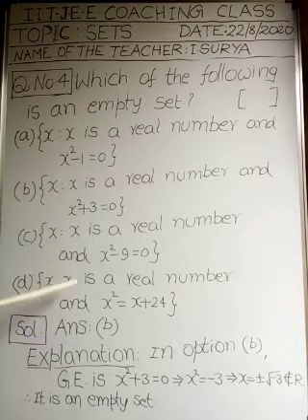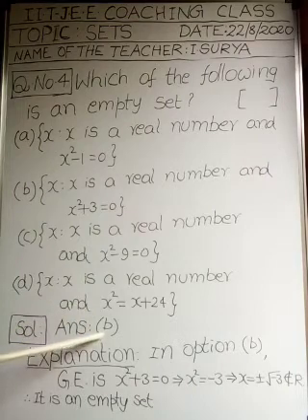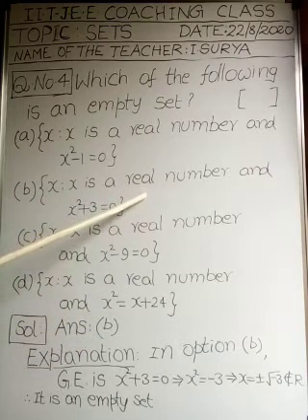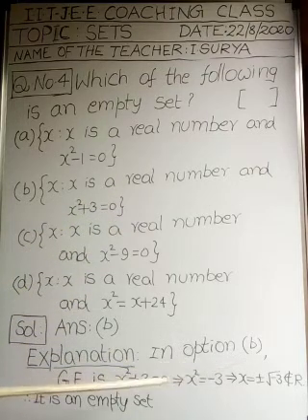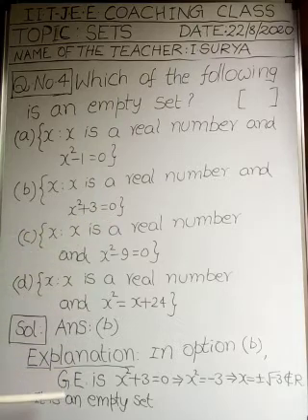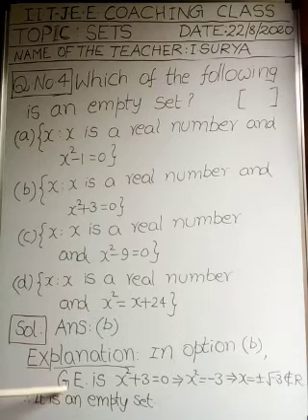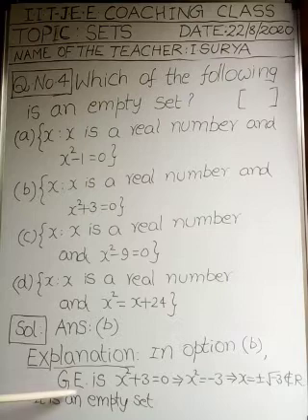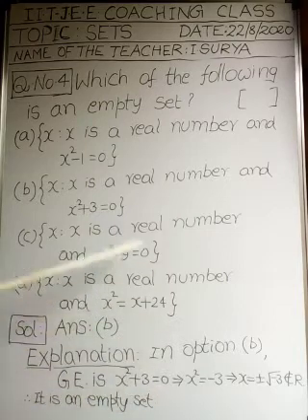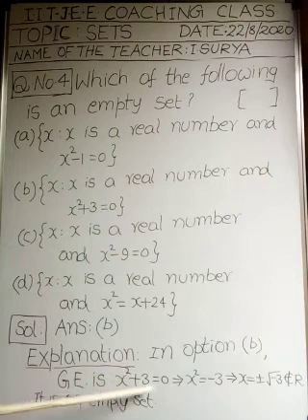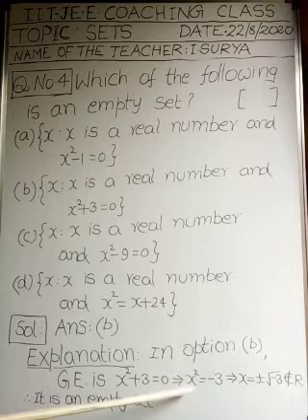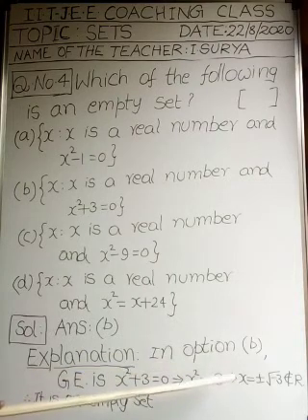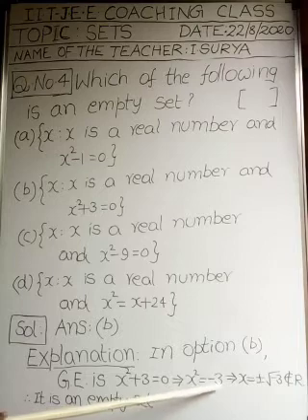Here, out of all these 4 options, second option is correct option. That is this one. This set is an empty set. Let us see the explanation part. In the option B, if you take this equation, given equation, G dot E dot stands for given equation. Okay, my children, understood this short form? Given equation is x square plus 3 is equal to 0. This is a given equation. Okay, my children, now we are solving this equation. This implies x square is equal to, we are sending plus 3 to RHS, it becomes minus 3. Understood this step, my children?